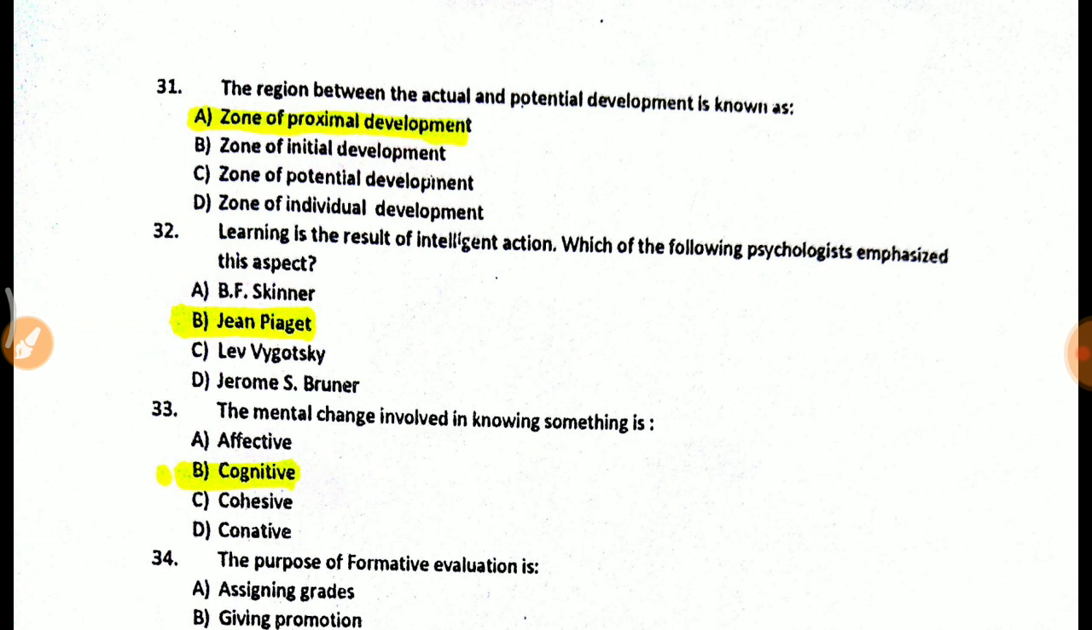The zone of proximal development is the region between the actual and potential development. That is what is called zone of proximal development. Okay, the next question: learning is the result of intelligent action. Which of the following psychologists emphasized this? Jean Piaget said that learning is the result of intelligent action.